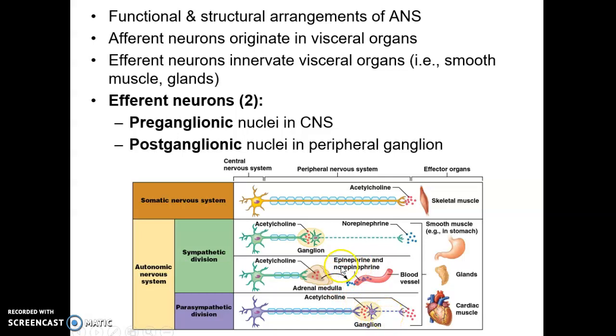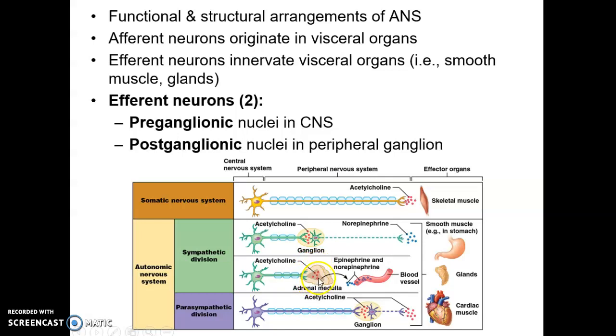The second neurons are the postganglionic neurons, and their nuclei are in peripheral ganglia. Ganglion is singular. So there's the second efferent neuron. It's called the postganglionic neuron because it is outside of the central nervous system. Its cell body is in a ganglion. Ganglia is plural. And if you remember, ganglia are aggregations of neuron cell bodies outside of the central nervous system. All right?